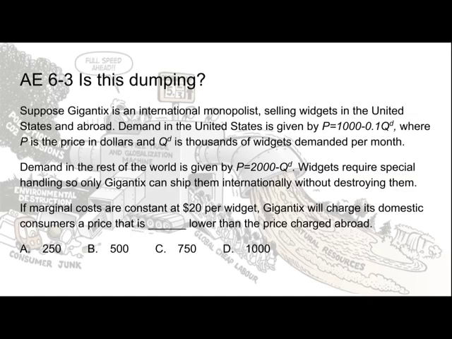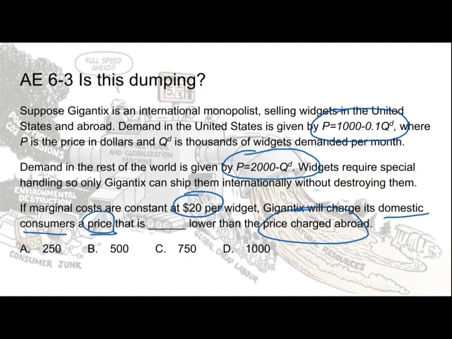Notice first we have this demand function in the United States, P equals 1,000 minus 0.1 Q. The rest of the world, 2,000 minus Q. And then marginal costs, whether you're selling in either market, are constant at 20. And then we're asked what's the difference in the domestic price and the price charged abroad, the rest of the world price.